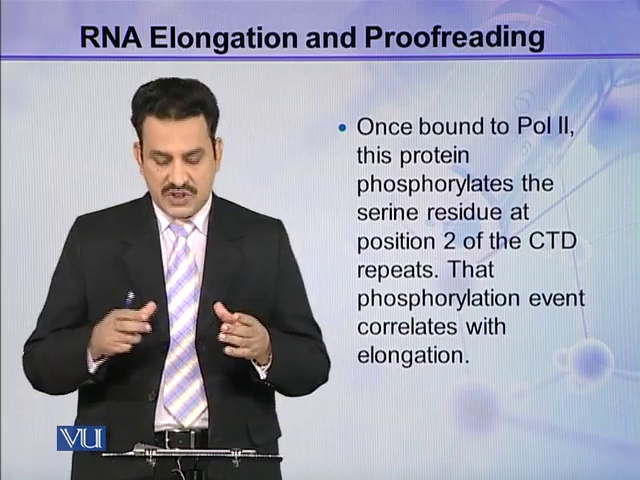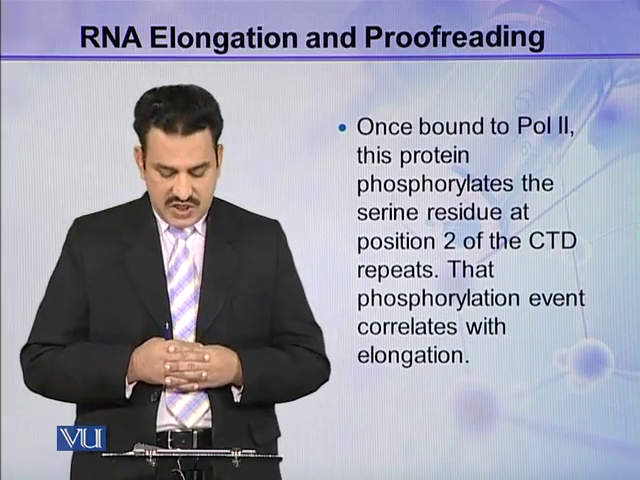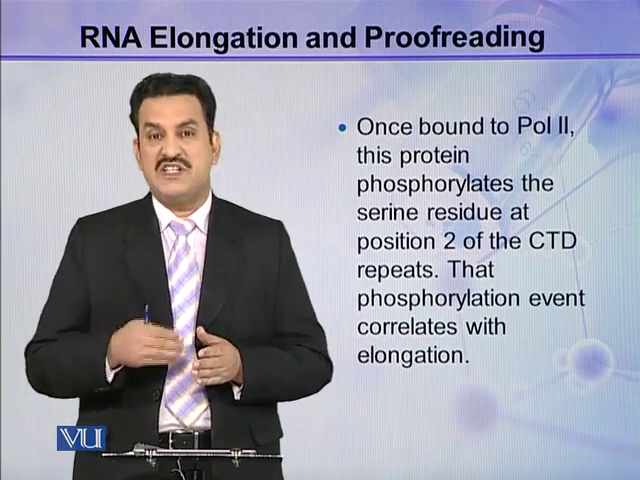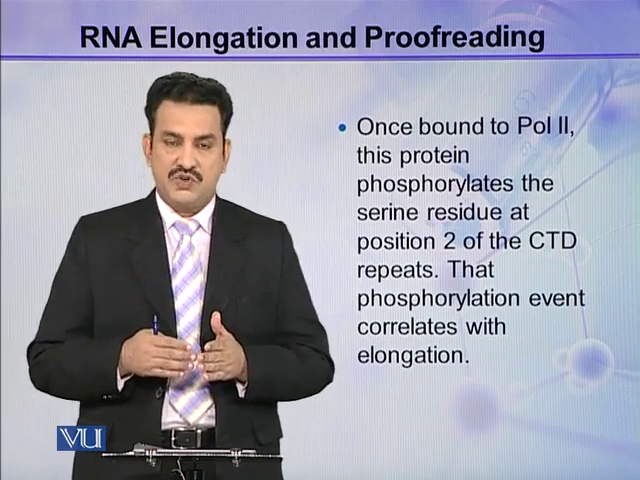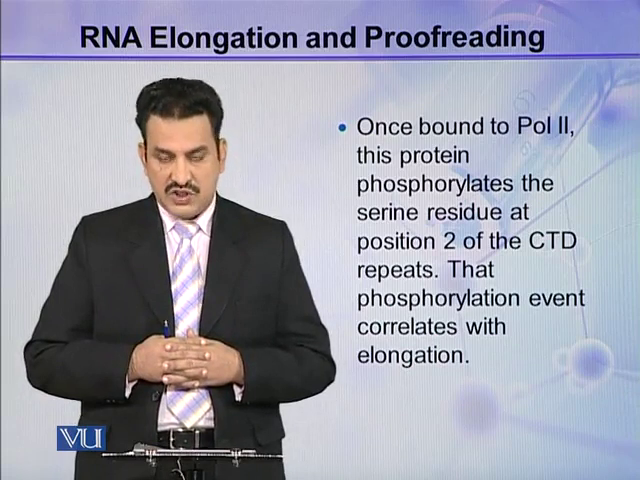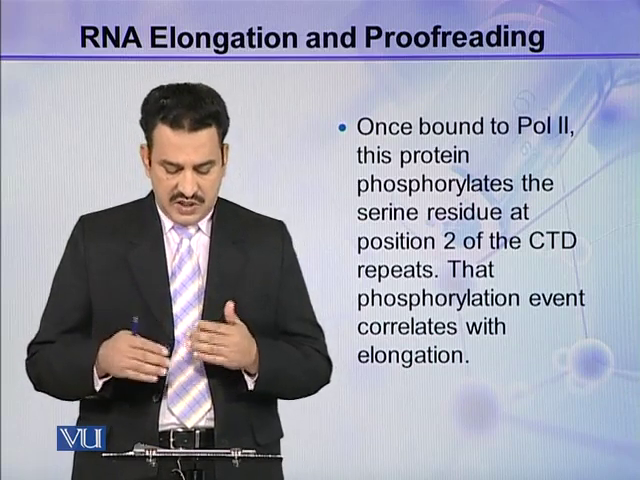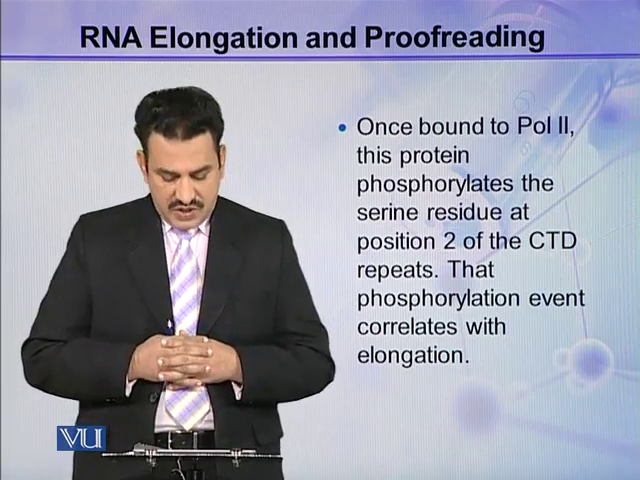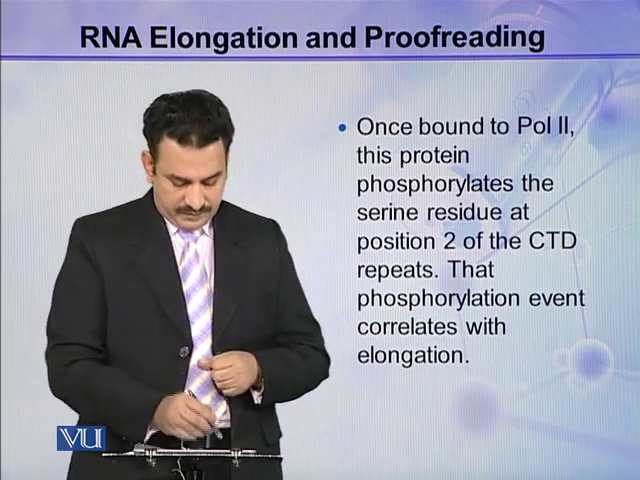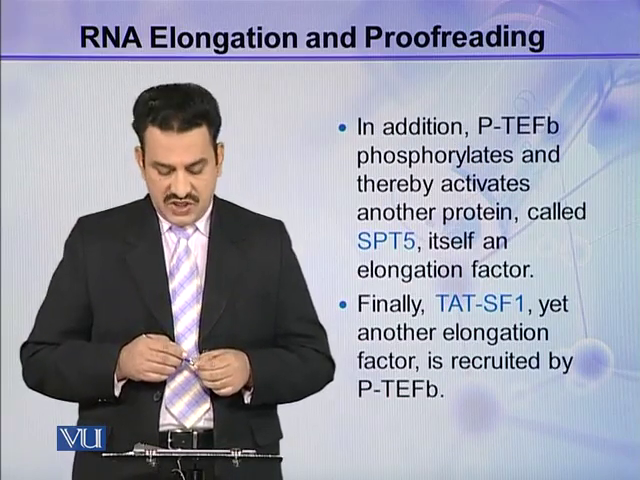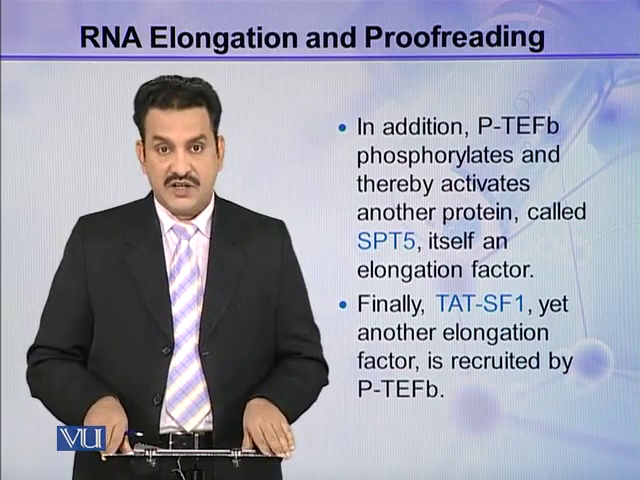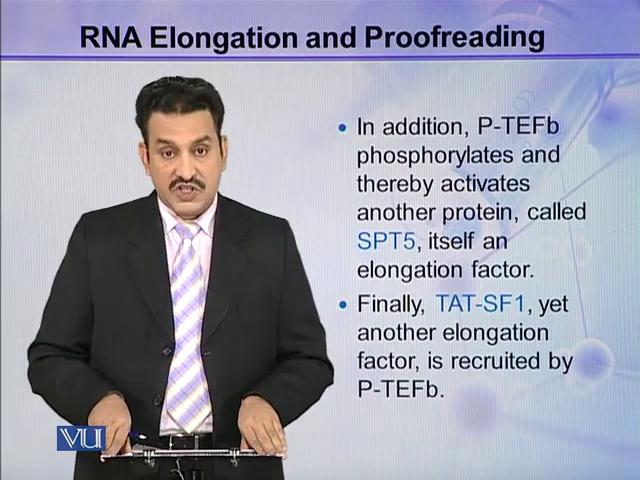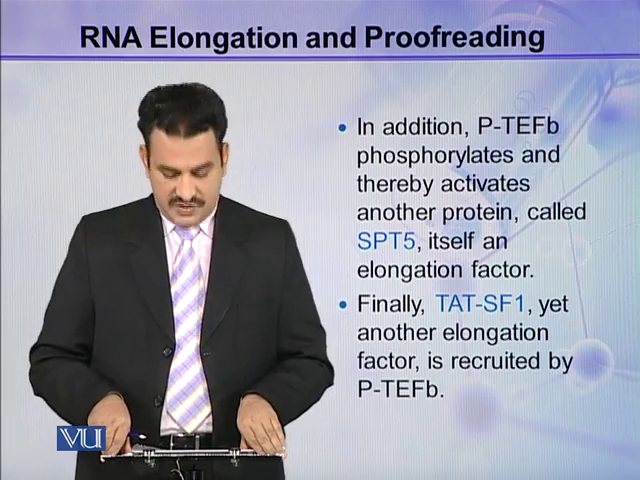Once bound to polymerase II, this protein phosphorylates the serine residue at position 2 of the CTD repeats. So at every position 2 serine residue in the CTD tail, it causes phosphorylation. That phosphorylation event correlates with elongation. In addition, P-TEFb phosphorylates and thereby activates another protein called SPT5, which is also an elongation factor.